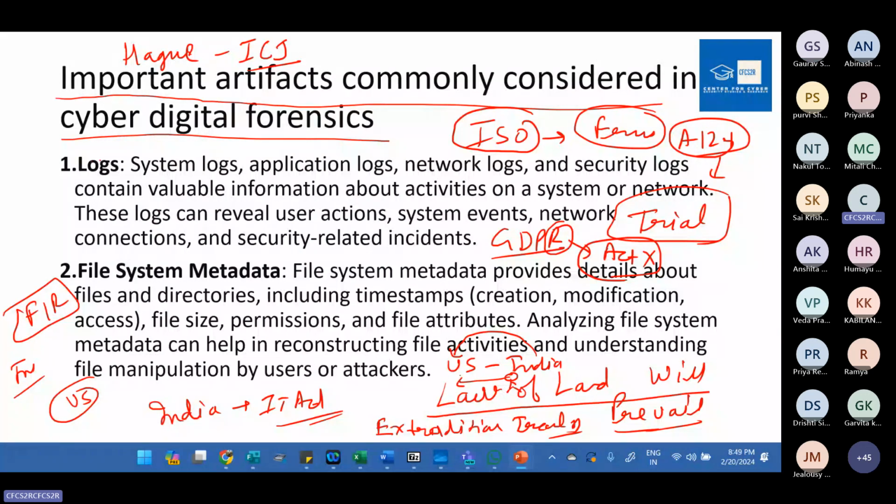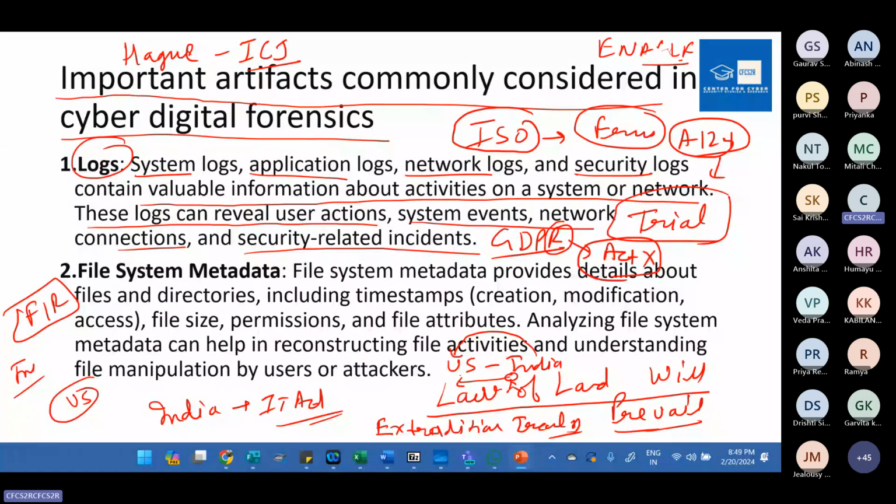So what can be the important artifact? Logs. Logs can be your system logs, your application logs, network logs, security logs that contain valuable information about activities on a system. These logs can reveal user actions, system events, network connections, and security related incidents. So logs are very important. So always try to enable the logs in your system and make a habit of log analysis so that you can have a better idea.